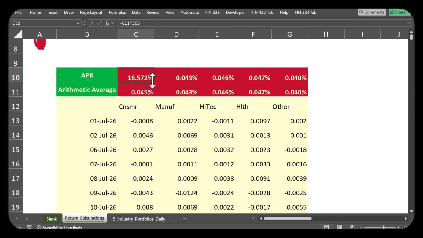So over almost a 100-year period, it looks like the best sector was high tech. Surprise, surprise. And then consumer goods. No, the best sector was health. I'm sorry. Then high tech, then consumer goods, then manufacturing, then other. Right?